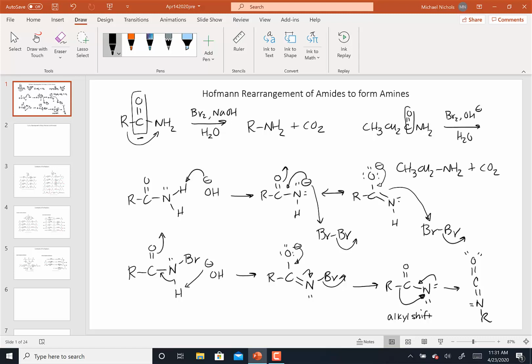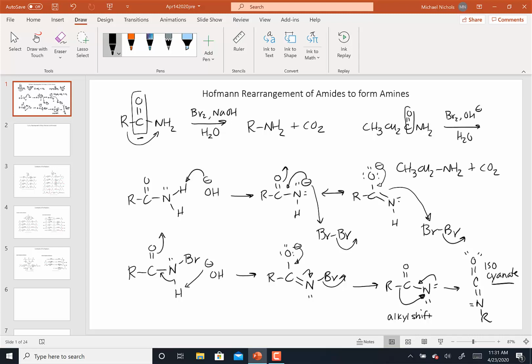And this compound is pretty stable. It is what is called an isocyanate. And isocyanates are actually used to make things like polyurethanes. So if you have like a polyurethane foam or anything that's made of polyurethane, that is made by using isocyanates.